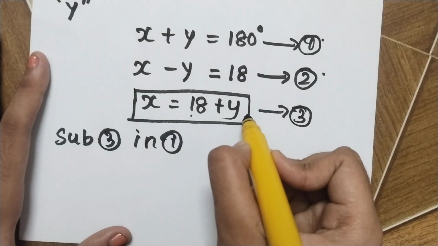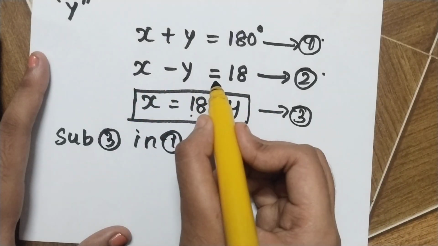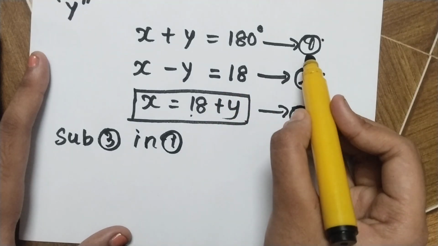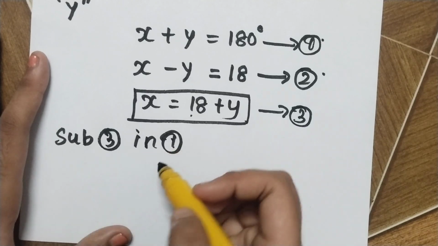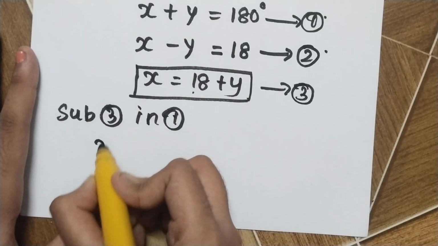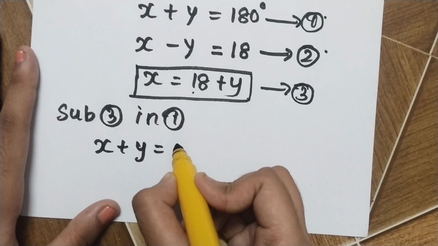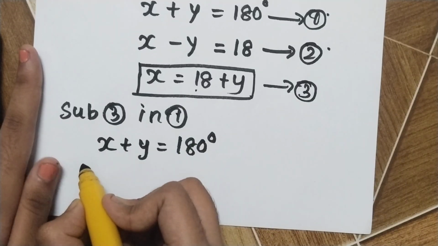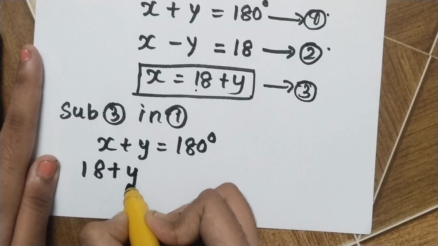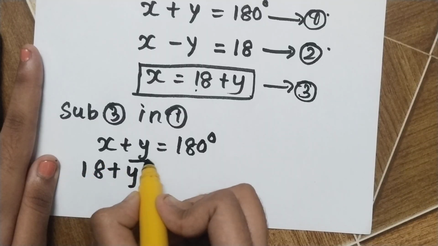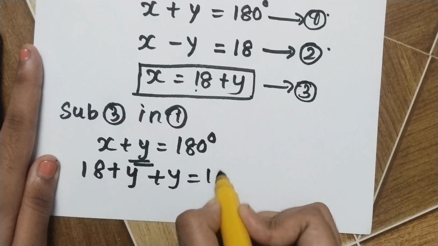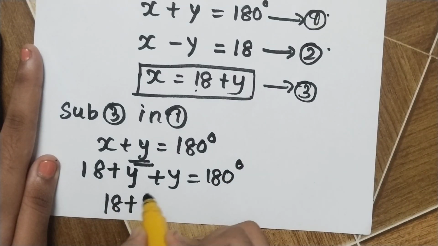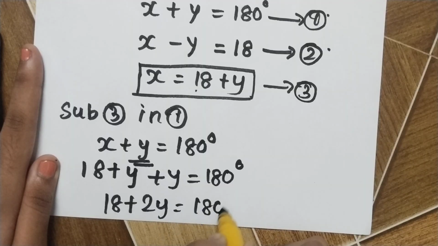Okay, so I got this third equation with the help of the second equation. So I should not substitute in the second equation itself, but instead I have to substitute in the first equation. Clear? So substitute the third equation in the first one. My first equation is x plus y is equal to 180 degrees. So instead of x I'm going to substitute 18 plus y. This is my x value, and here plus y is equal to 180 degrees.